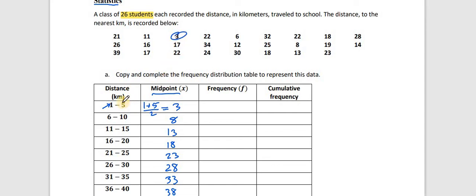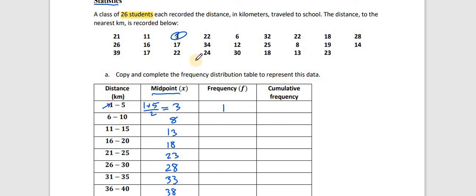This is 1 student who travels a distance between 1 and 5 kilometers, right? Only 1 student? Yes. So put 1 there. Back in primary school, you probably had a tally column where you put 1, 1, 1, and on the fifth one, you put a slash across it. But we're not doing that here.